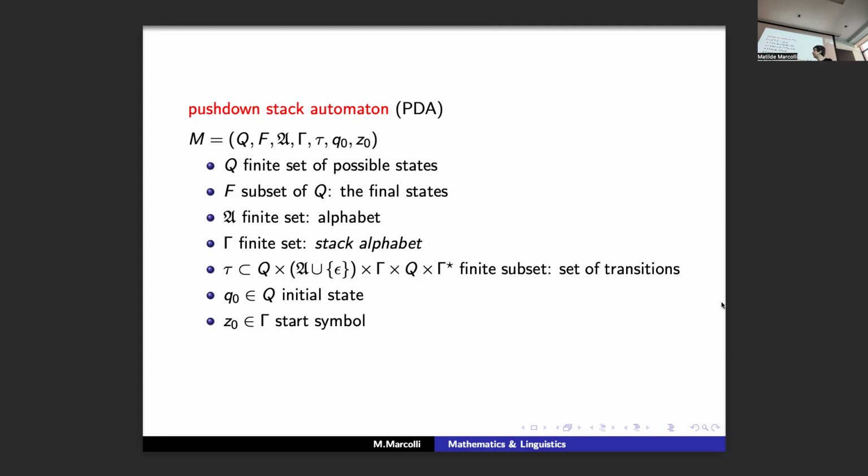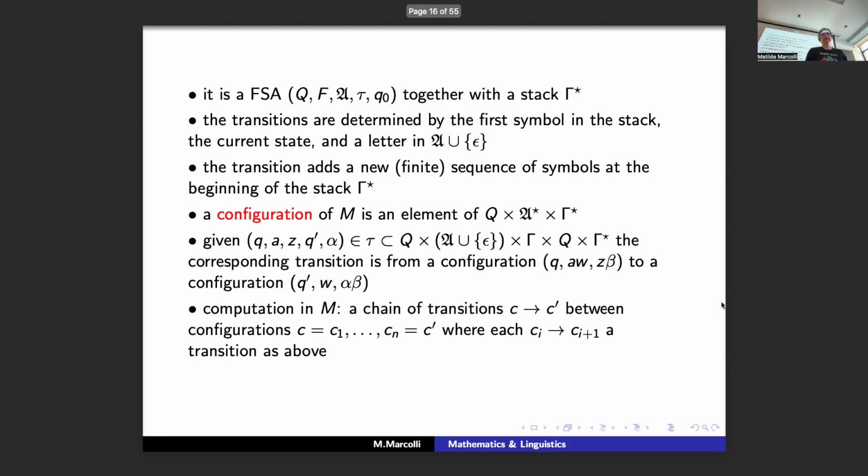And then again, there is an initial state that initializes the automaton where you are on the possible states, but you also initialize the stack. So that's the difference. And the transitions indeed are determined by what you read on the tape and what you read on the stack. So first the symbol in the stack, and then a letter in your alphabet that labels edges in the graph. And the transitions look something like this.